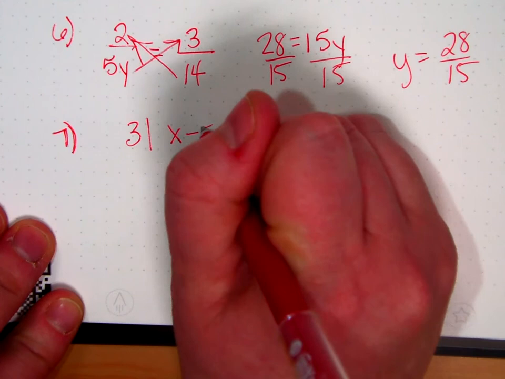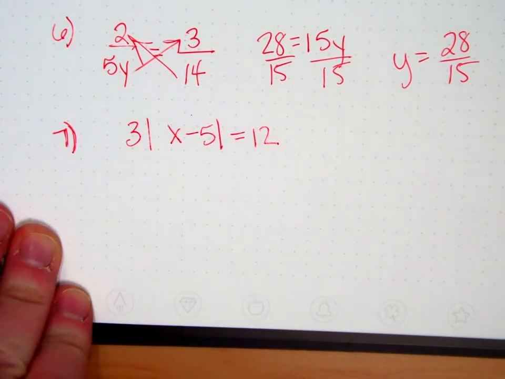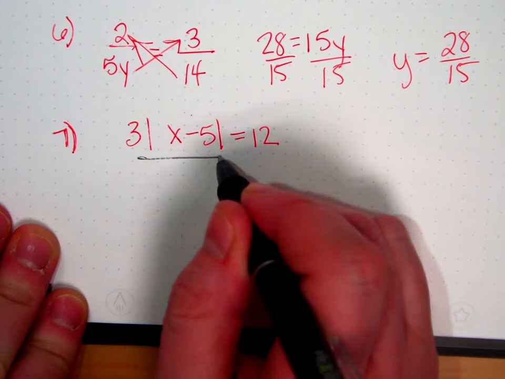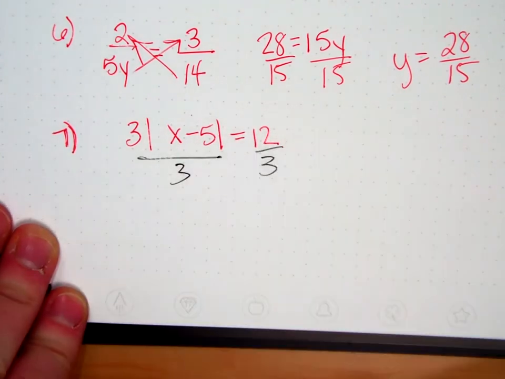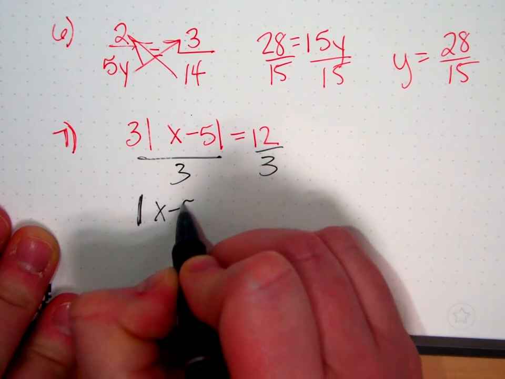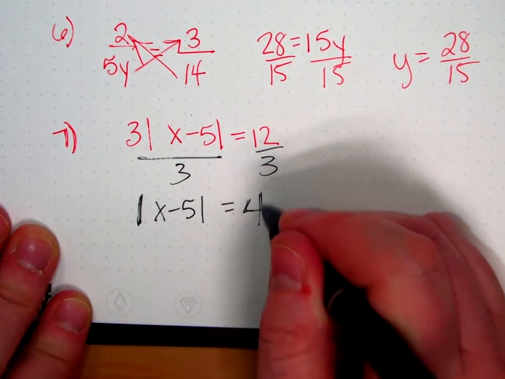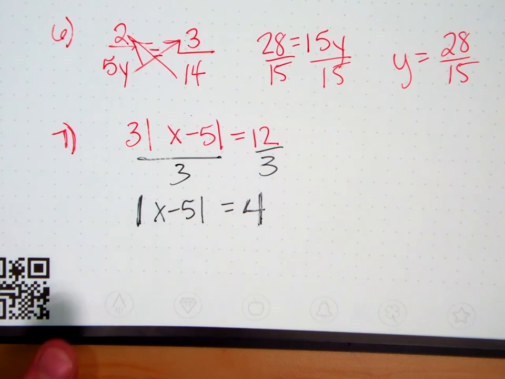Absolute values, in order to solve, not simplify, you must get the absolute value by itself. In order to do that, to start, divide by 3. So then I have the absolute value of x minus 5 equals 4. Absolute values have 2 cases.